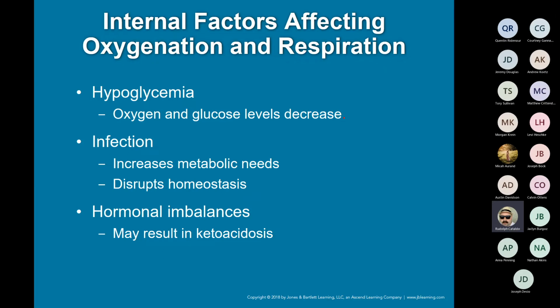I had mentioned earlier two things our body needs: we need oxygen and we need glucose. Obviously, hypo meaning lower, so hypoglycemia is a lower level of blood glucose. Infection, again, hormonal imbalances, such as ketoacidosis.